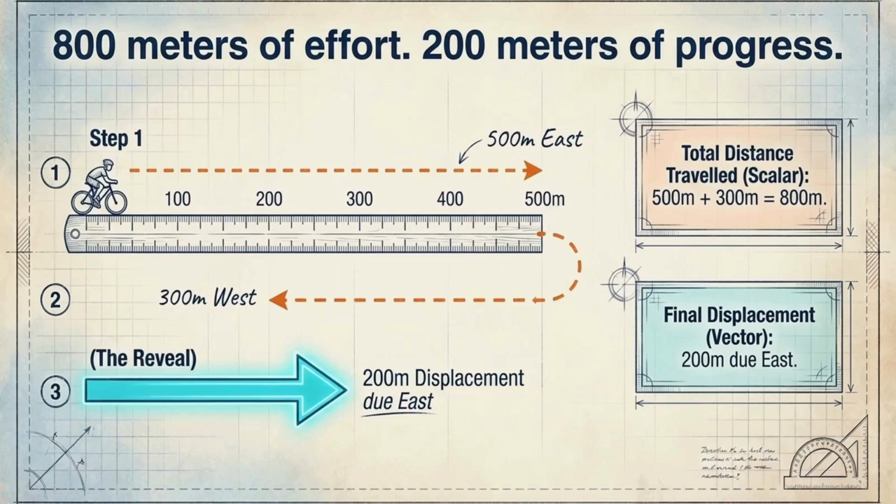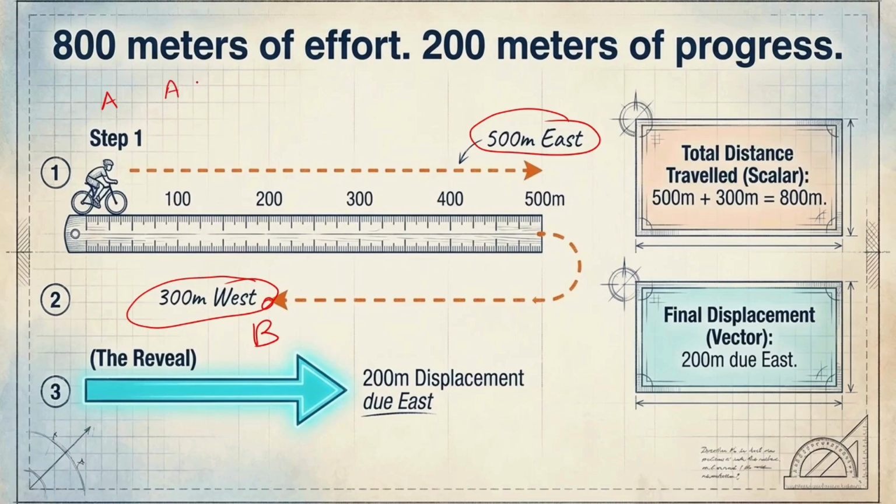Here that difference becomes clear. Let's look at the cyclist. Let's say it's at point A. Now, the cyclist goes 500 meters east, and then moves backward and goes 300 meters west. Let's understand this. Here, I take this as point B.